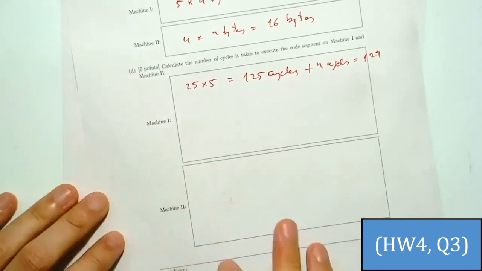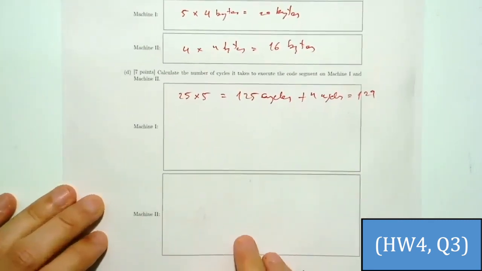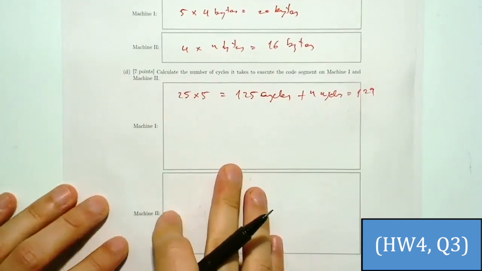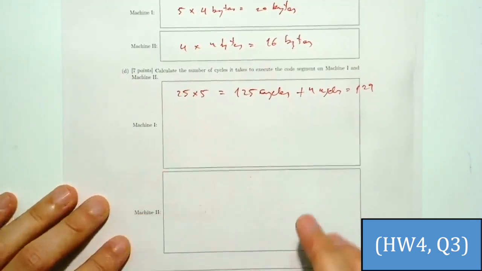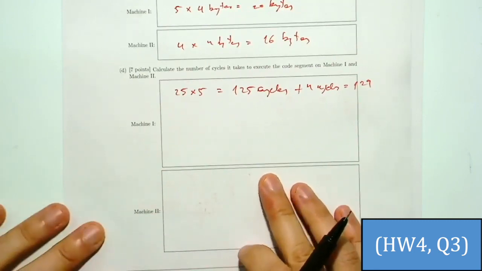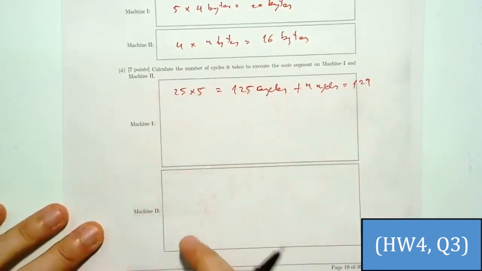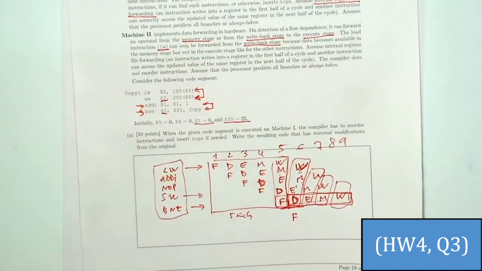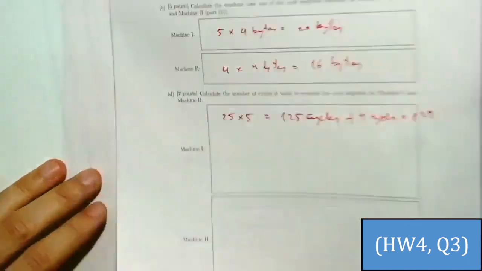Yeah. Wouldn't it be 25 times 4? Oh, no, okay, we have the... Yeah, this is... so calculate the number of cycles for machine 2. So let's go to machine 2. So in machine 2, we have... I will do it.